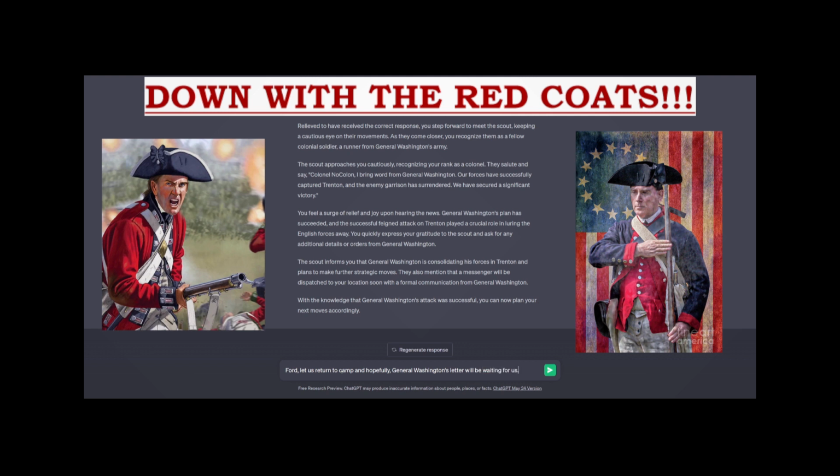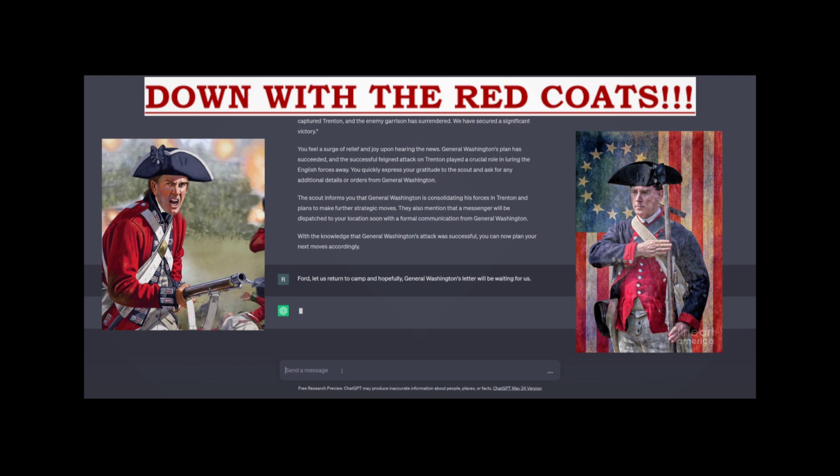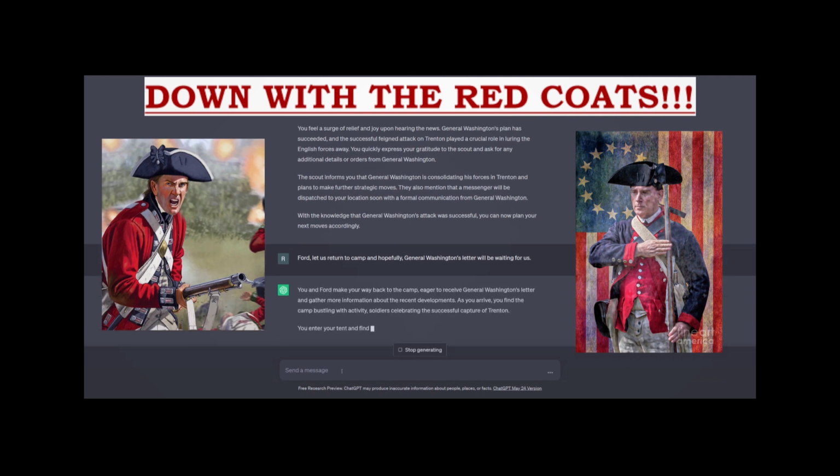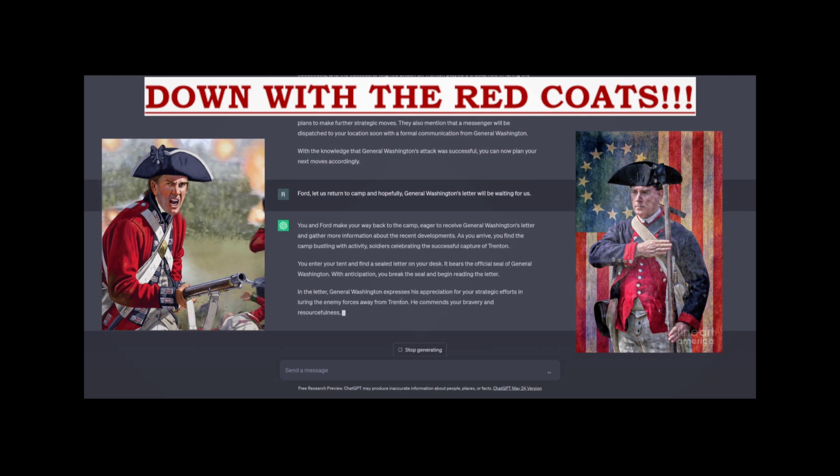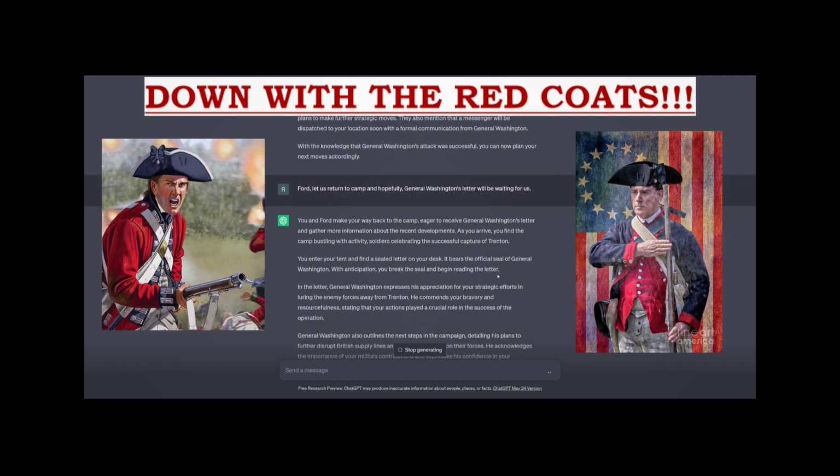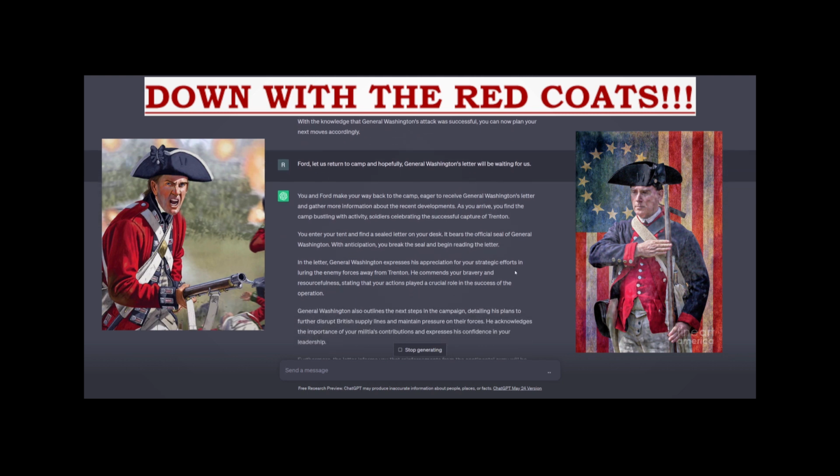As you arrive, you find the camp bustling with activity, soldiers celebrating the successful capture of Trenton. You enter your tent and find a sealed letter on your desk. It bears the official seal of General Washington. Break the seal and begin reading the letter.